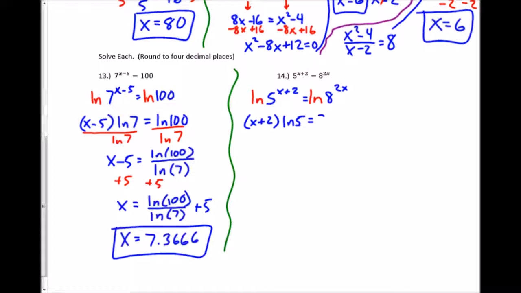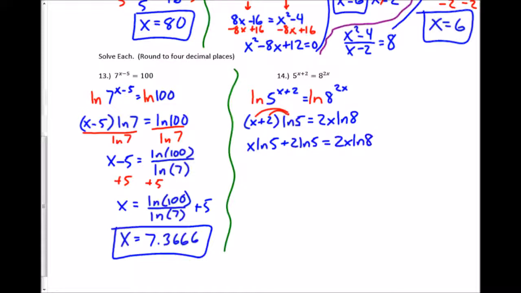Over here, I can bring the 2x out front. So now what I want to do is I'm going to treat these natural logarithms as just plain old numbers, because that's essentially what they are. Granted, I don't know what the numbers are yet, so they kind of act like variables in that same way. So when I distribute that natural log of 5, I'm going to just have x natural log of 5 plus 2 natural log of 5. I'll just write the things side by side. I can't multiply them until I'm ready to plug this into my calculator. Equals the 2x natural log of 8.